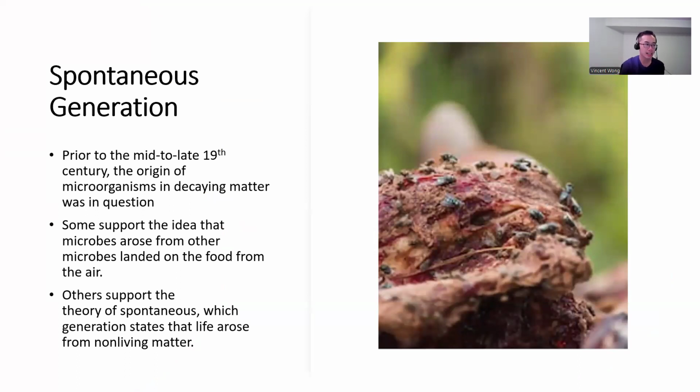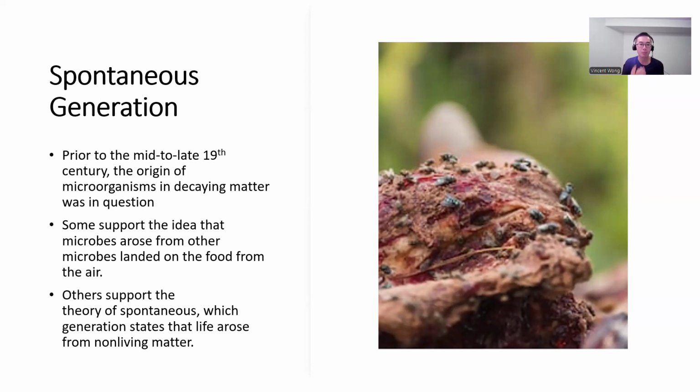Okay, so we're going to spend the next 15 minutes or so talking about where the concept of scientific method came from, who invented this method, and what it was based on. And then we're going to have a short break. So prior to the mid to late 19th century, the origin of microorganisms and decaying matter was in question. People didn't really understand where microorganisms came from. Microorganisms are things we cannot see with our naked eye, right? Like bacteria, fungus, those are examples of microorganisms.